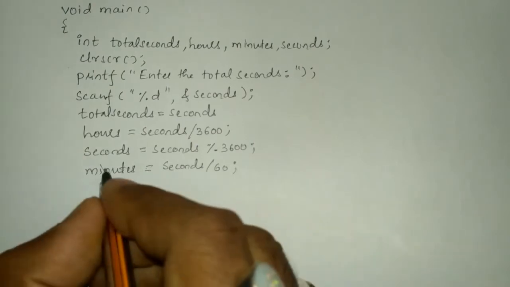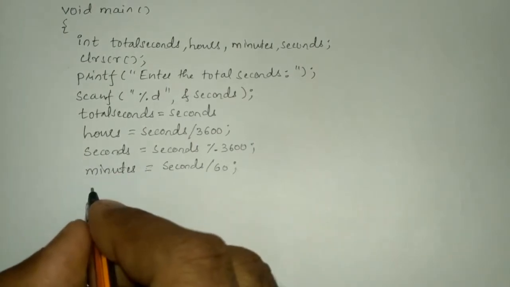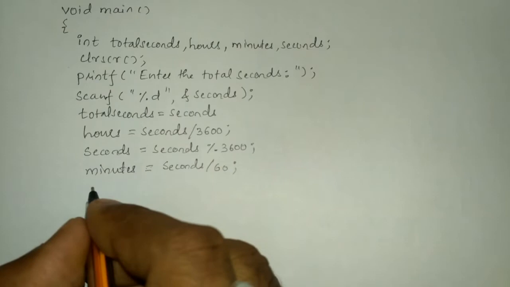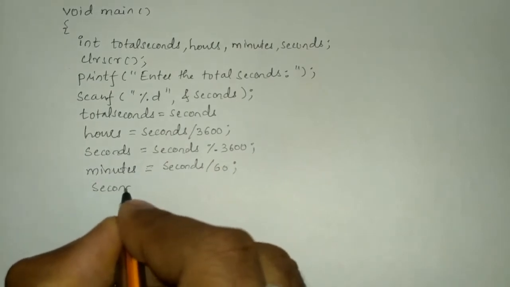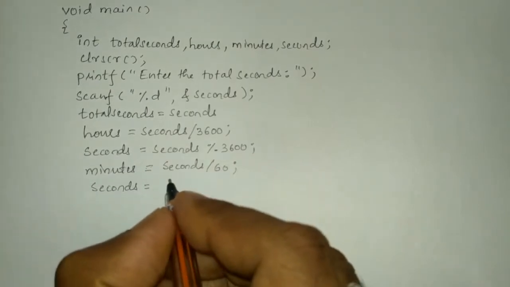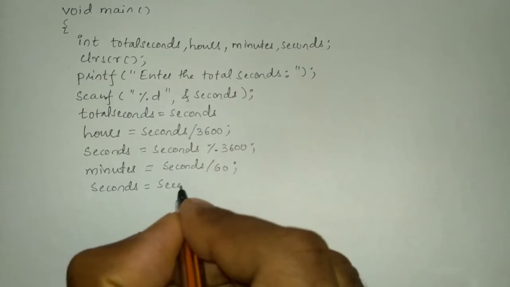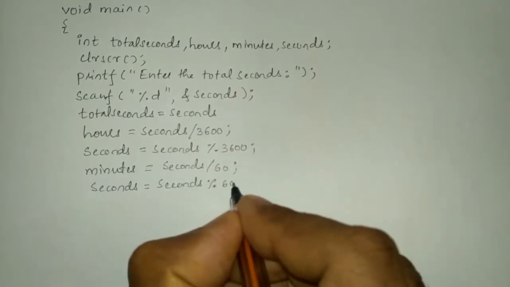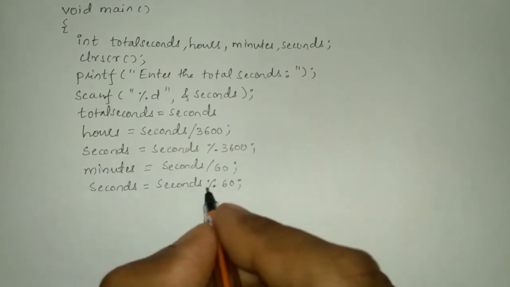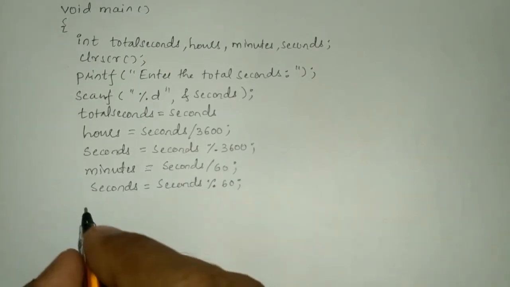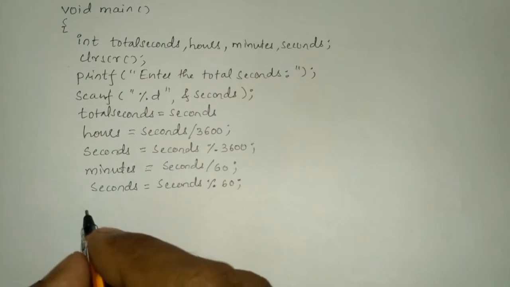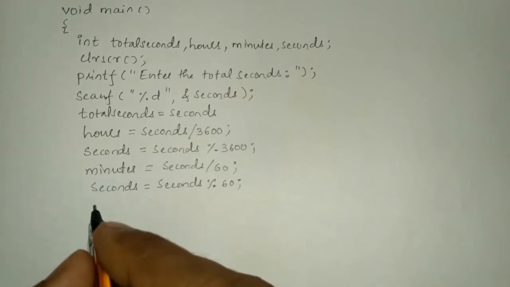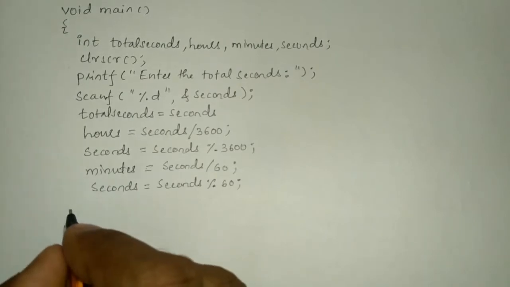Now after calculating the number of minutes, we need to calculate how many seconds are left over. For that I have to write seconds is equal to seconds modulo 60. So this gives us the remaining seconds. Now we have to print the total number of hours, minutes and seconds.